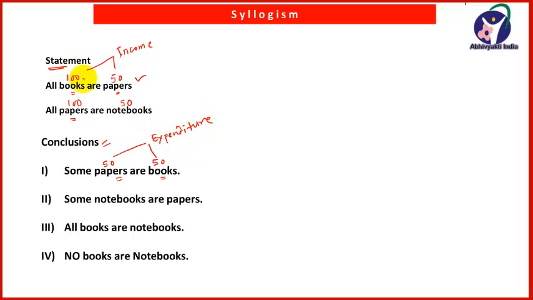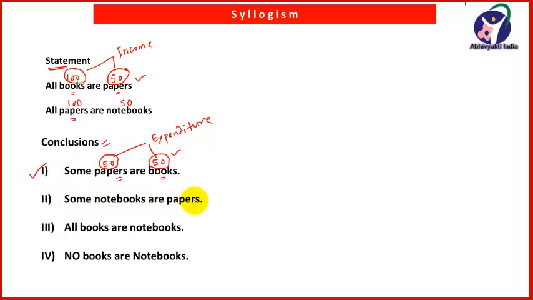So here the income of books is 100 and the expenditure of books is 50. That is possible because earning is 100 and expenditure is 50. And here the income of papers is 50, whereas the expenditure of papers is 50. Whatever the income, that much is the expenditure. So that too is possible, and therefore conclusion 1 follows. It is correct. Now go to the second statement.